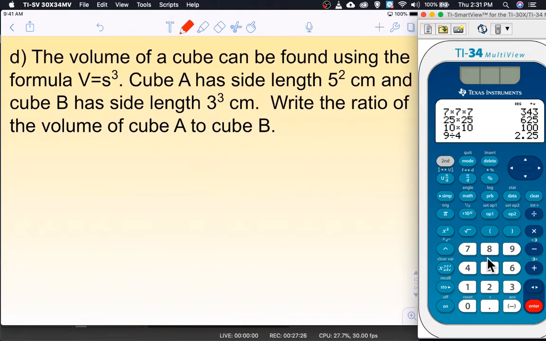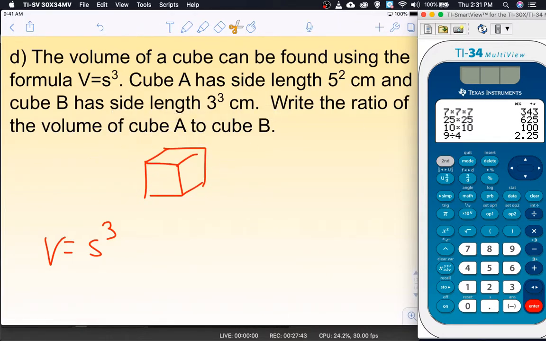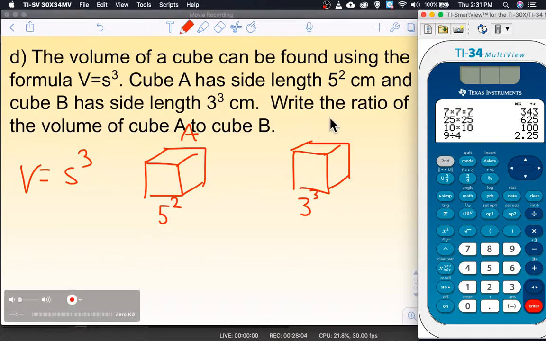Letter D says the volume of a cube can be found using the formula. Yes, we know that. If I have a cube, the volume formula is V equals s cubed. I've got 2 cubes. Cube A has side lengths of 5 squared. Cube B has side lengths of 3 cubed. Write the ratio of the volume of cube A to cube B.